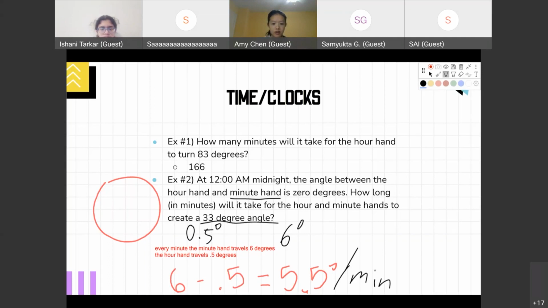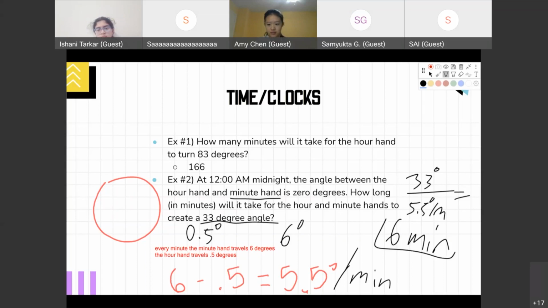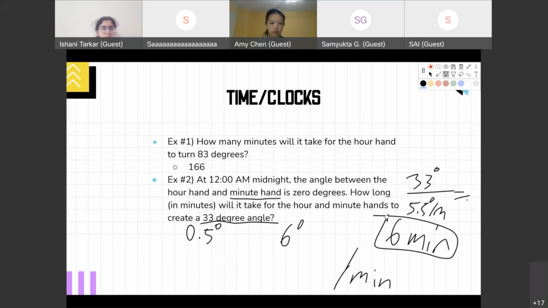So we want this to be a 33-degree angle. And that means we just do 33 degrees divided by 5.5 degrees per minute. And that gives us 6 minutes. That's our answer, because the degree units cancel out and it becomes minutes. So 33 degrees divided by 5.5 degrees is just 6 minutes. So it'll take 6 minutes for the hands to reach a 33-degree angle from each other.